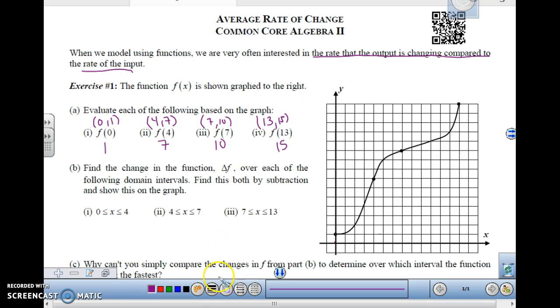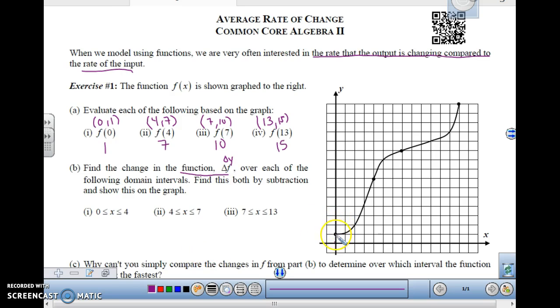All right, so let's look at the change in the function. In the function, which would be delta f, usually when we're saying change in the function delta f, we're looking at the change in the y. So technically that's really change of y over each of the following domain intervals. Okay, so let's find these by subtraction shown in the graph.